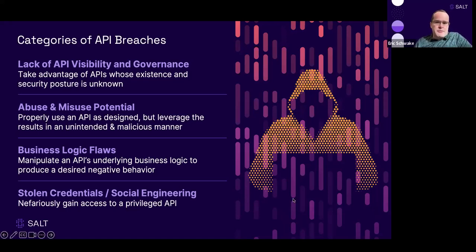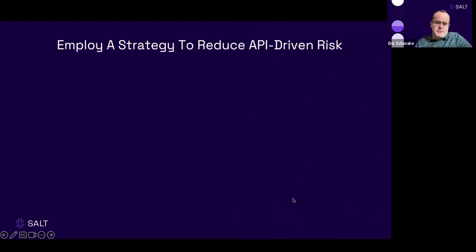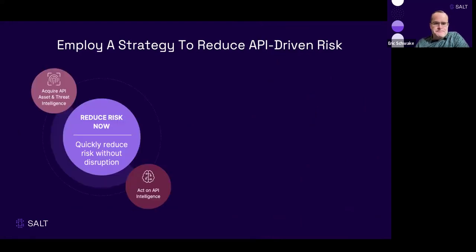So if we talk about all this, then we go into what sort of a strategy, right? What can an organization do to sort of start locking things down, right? And I think the first one we want to talk about is the initial risk reduction, right? What can we do quickly to help solve some of the risks associated or potentially associated with the APIs that are in use within an organization, right?